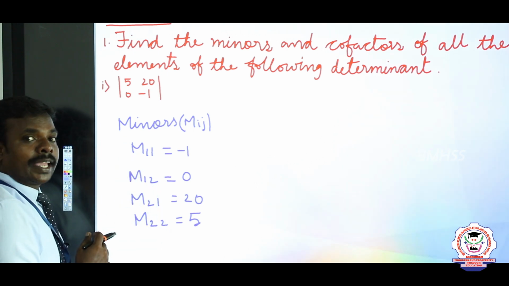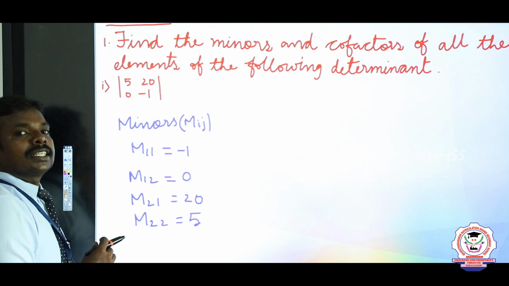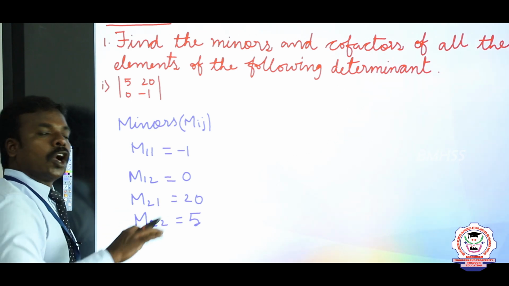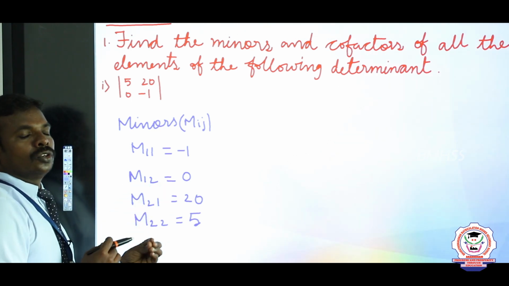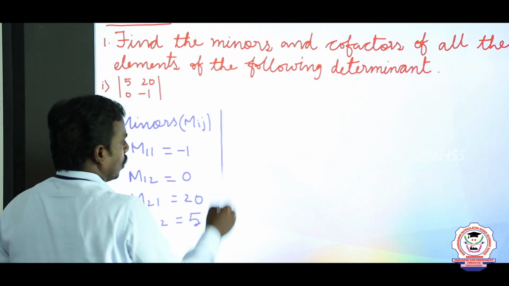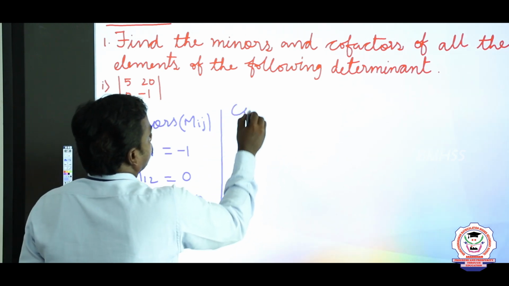Now I am going to find cofactors. Cofactor is denoted by Aij or Cij. Now I am going to use Aij. So cofactors, listen to this.